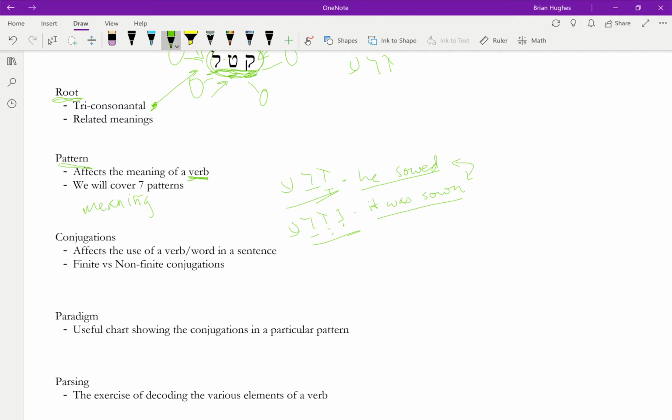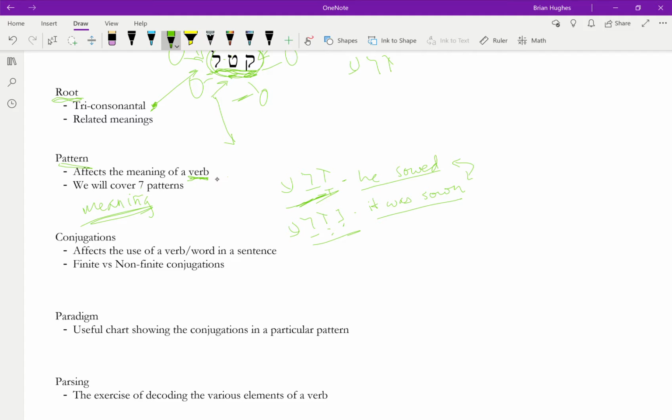Sometimes it'll change more than that. But our patterns are going to affect the meaning of this particular root in this particular context. And as I said, patterns are generally going to be related, not always. Sometimes they'll add a prefix to it, but they're generally going to be seen in the vowels underneath the root consonants.